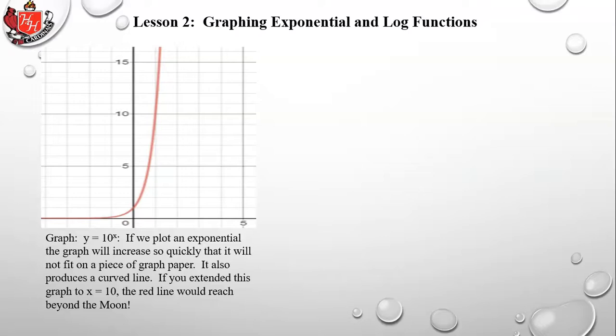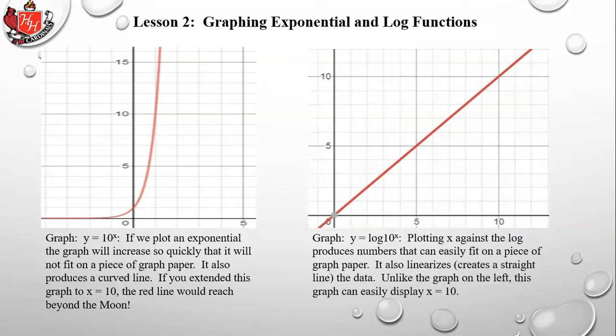So you can't reasonably plot exponentials beyond about the second or third or fourth power before you go off of your graph paper. Now if we look at the plot of the other one, y equals log of 10 to the x, you're plotting x against the log produces numbers that can easily fit on a piece of graph paper. It also linearizes, that is, creates a straight line of the data. So unlike the graph on the left, this graph can easily display x equals 10. X equals 10 would just be y equals 10. And so you can easily plot that. So it's a straight line, and it's a small enough range of numbers that you can put it on graph paper.